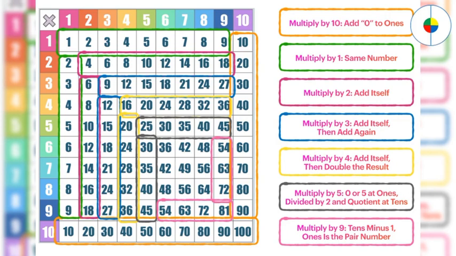Any number multiplied by 5. An odd number always has 5 in the ones position, and an even number always has 0 in the ones position. Split the number as close as possible, then the lower number should be in the tens position. For example, 7 can be split to 3 and 4. Any number multiplied by 9. The tens position is the number minus 1, and the ones position is its pair number, which is 10 minus the number. 6 times 9 is 50 plus 4 equals 54. 9 times 4 is 30 plus 6 equals 36.